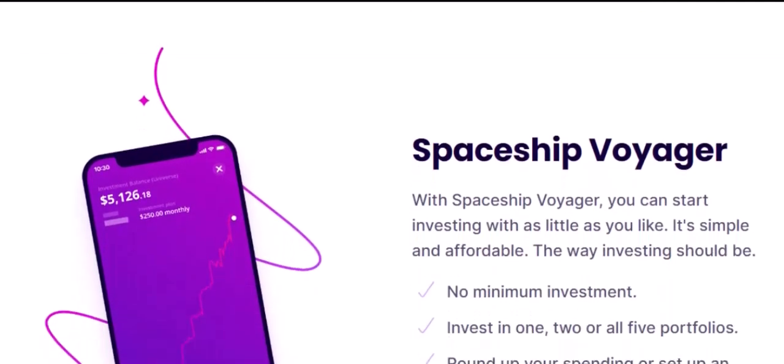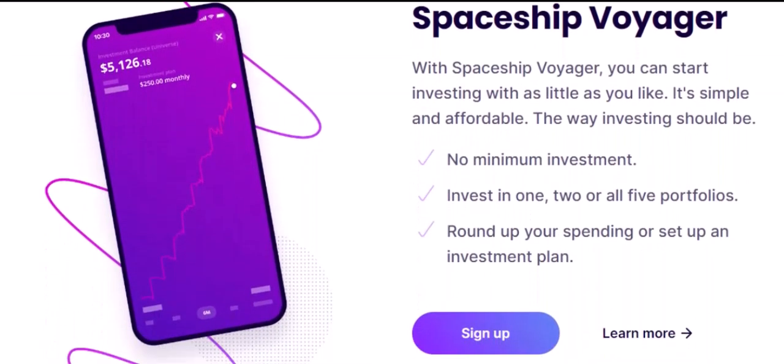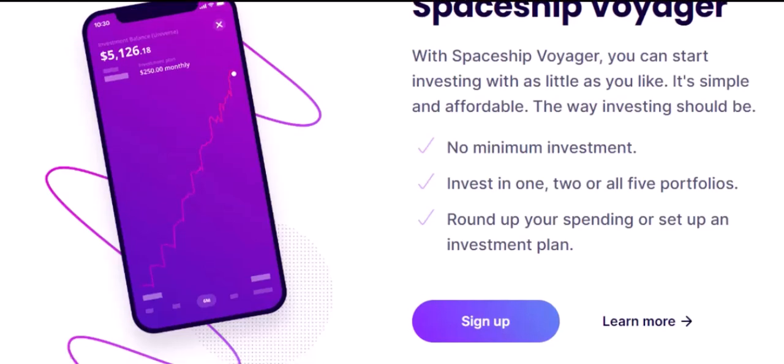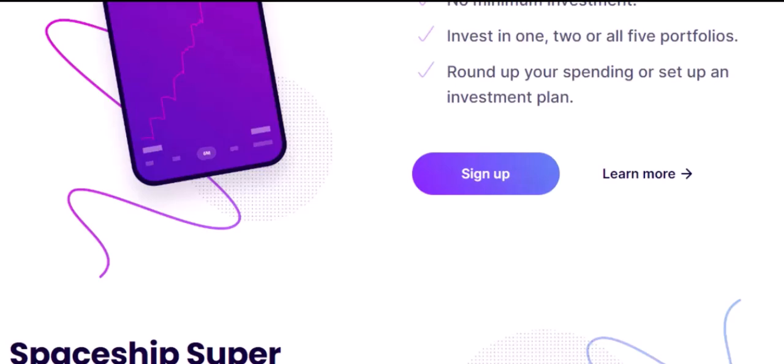Consider diversification. Spread your investments across various ETFs to mitigate risk. Stay informed. Keep track of market trends and economic news that may impact your investments. Seek professional advice. If you're unsure about any aspect of the process, consult with a financial advisor.